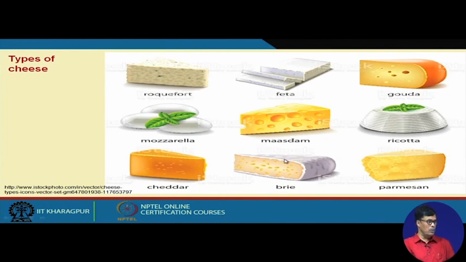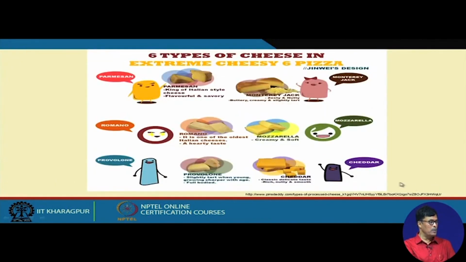Now if you look at how they look, you will find that this is Roquefort, this is feta, this is Gouda, this is mozzarella, largely used, then ricotta, cheddar looks like this, then brie and parmesan. This is the kind of cheese. Six types of cheese are used extensively in pizza. This is what you call parmesan.